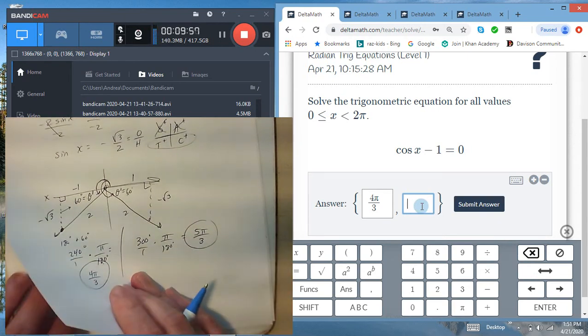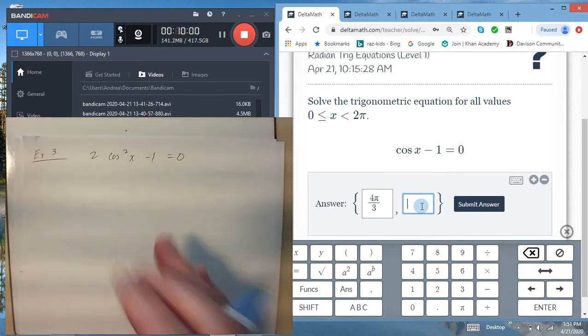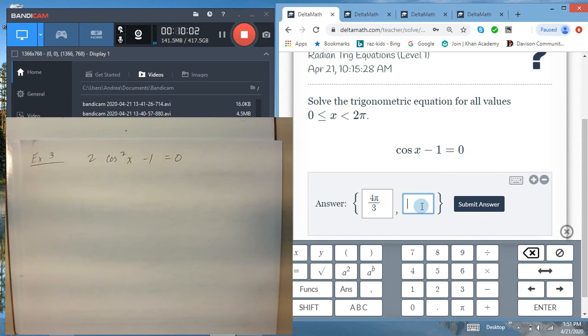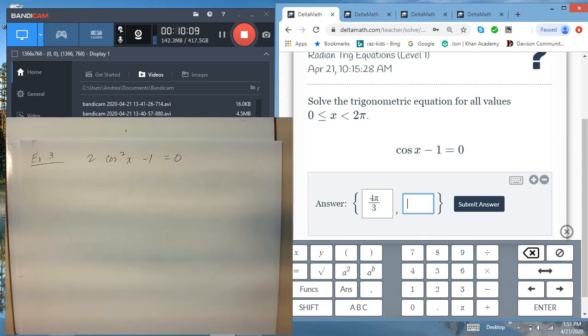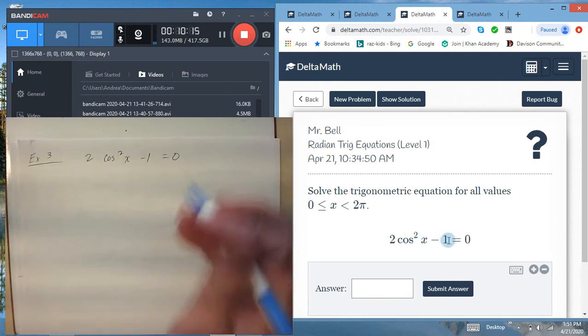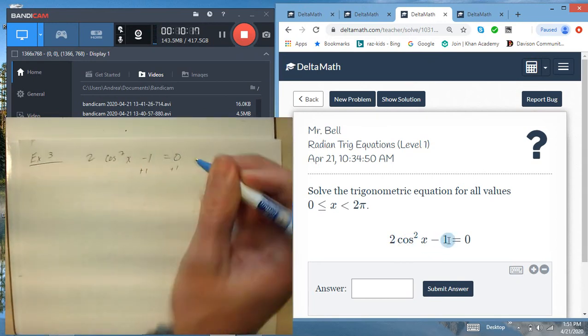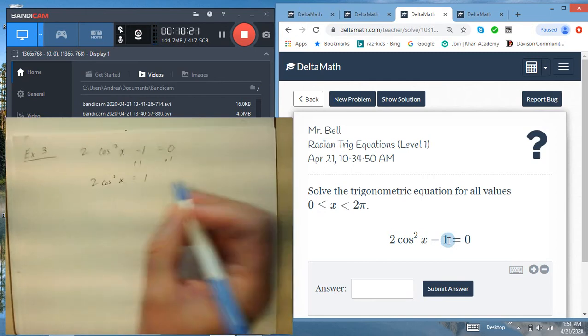Okay, moving on. One more example I want to show you is a square root trig function here. Here's how we're going to isolate this one. Okay, and here it is, how it's presented on Delta Math. 2 cosine squared of x minus 1 equals 0. Let's add 1 first. Divide by 2.